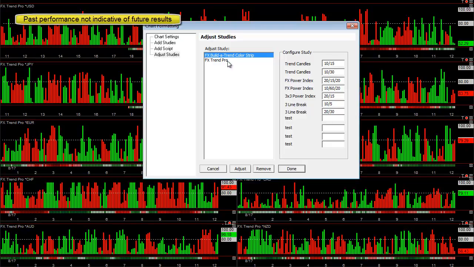And that's why it's called Build a Trend Color Strip. You can create whatever one you want. I have 4 extra spaces here that I can add to it over time. Now, I will probably release it without these in there right now. And then the 3-line break.